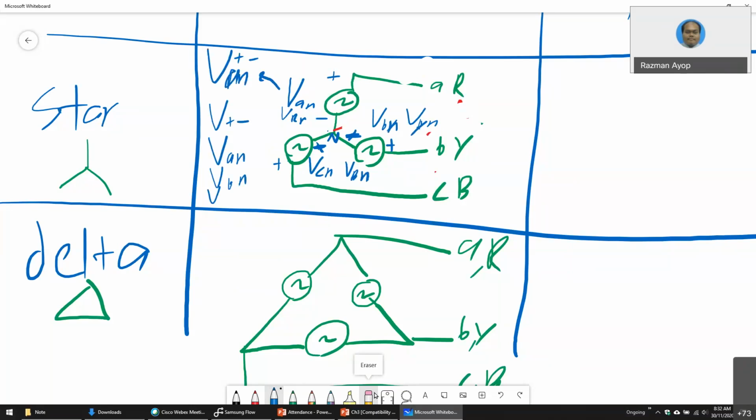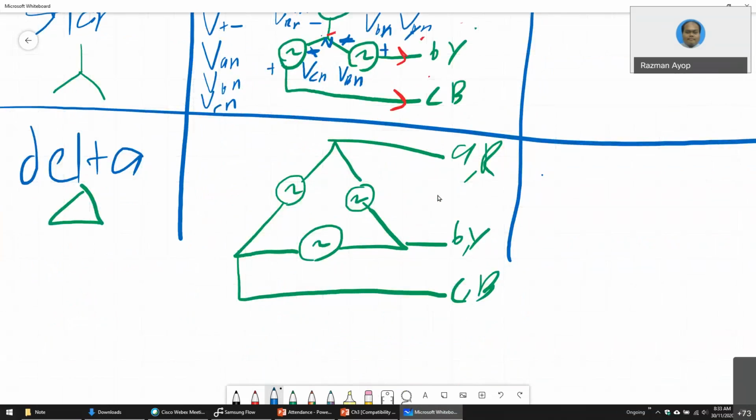VBN, VCN. And the direction of current, of course, always goes out from positive and goes into the line for a generator. That is how to draw it. How about the delta generator?